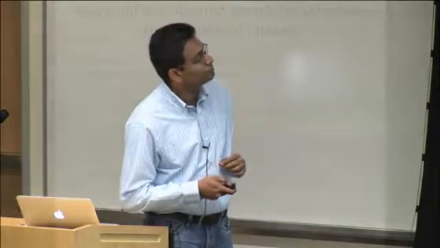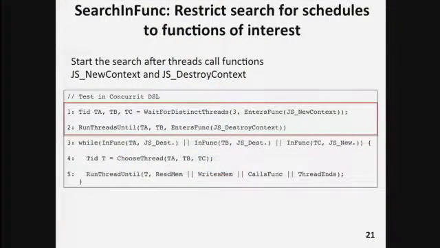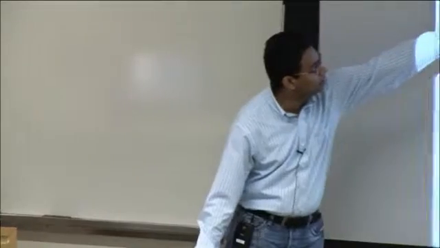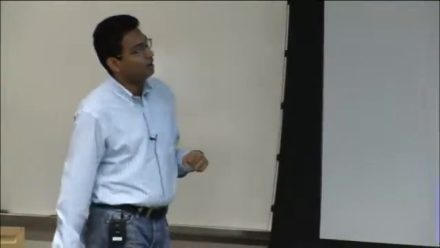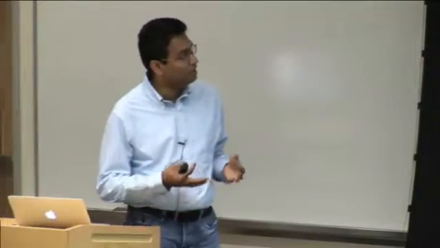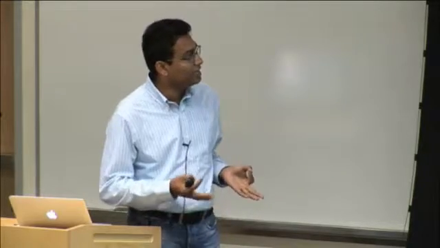And here is our test. We modify again 2 more lines. Here we say instead of waiting for the thread until they enter the JS new context, we also make the thread T and TB wait until they enter the function JS destroy context. And then we try out all possible interleaving between these threads. Okay? So this is a much restricted and localized search.